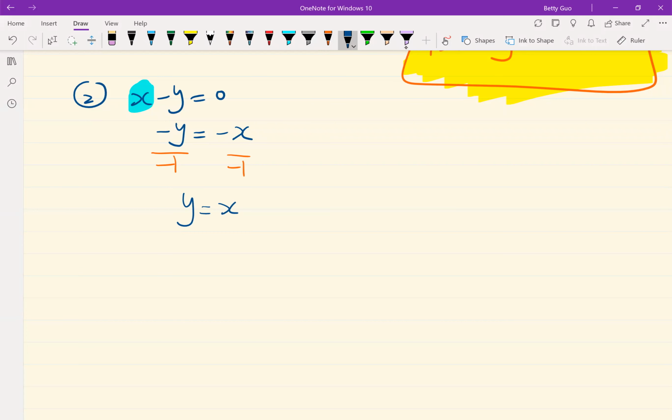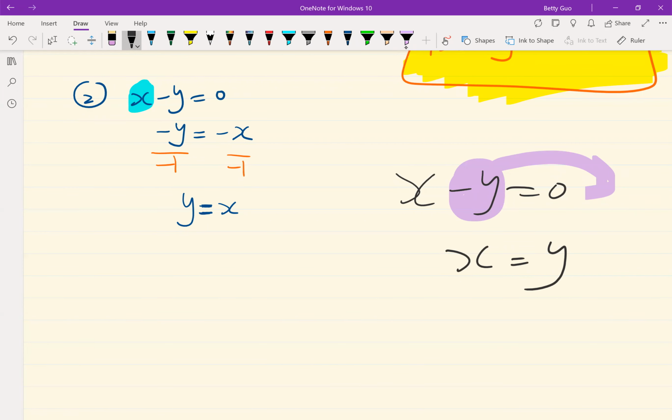I can show you another way to get this job done. We have x minus y equals 0. The easy way is this time you bring y over. You have x equals y, right? Negative y on the left, when you bring it over to the right, you have a positive. And then you switch the sides of the equation. You have y equals x, right?